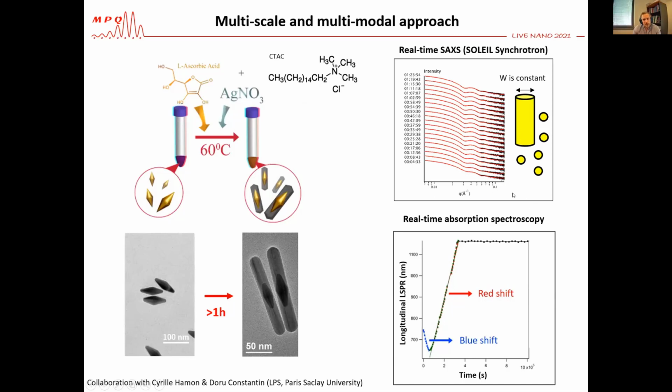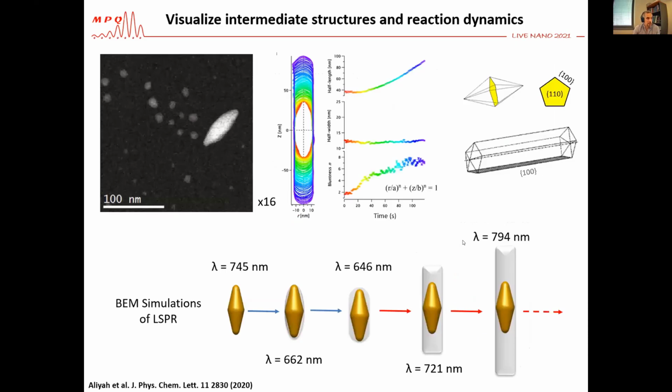Now if you look at the absorption spectroscopy result, you look at the longitudinal plasmon as a function of time, and you see that first you have a blue shift, and then we observe the red shift. Now, with this, you can, of course, know a lot of things about your synthesis, but the idea is to compare what we observe with the same protocol in the liquid cell.